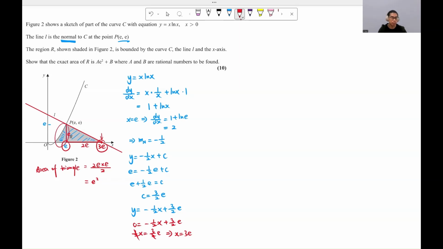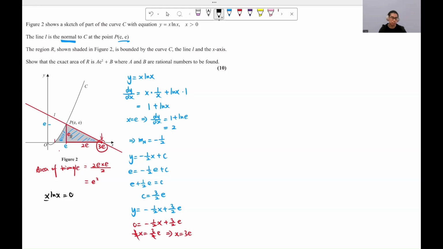So we know the x value for this point is e, and then we need to work out this point. To work out that point, we know that's where this curve cuts the x-axis. So that's the x-intercept. To work out the x-intercept, you just have to let y equal to 0. So x ln x equals 0.